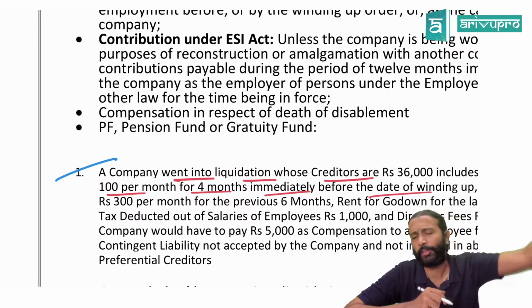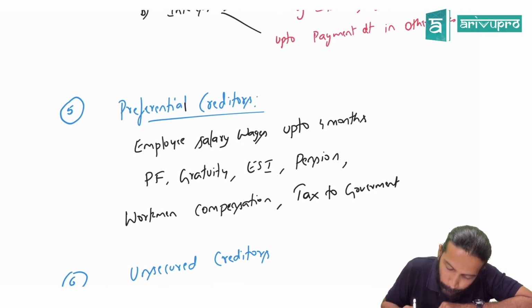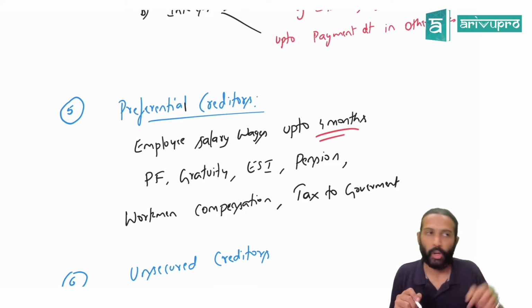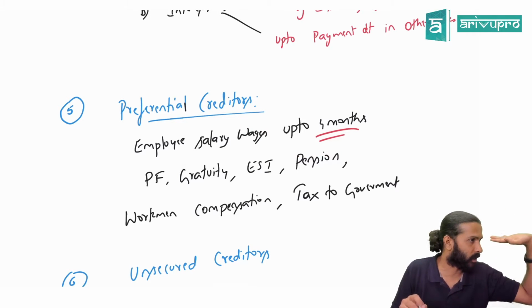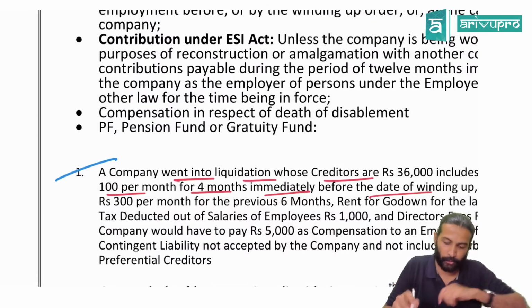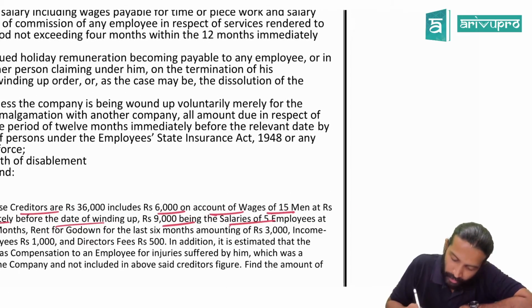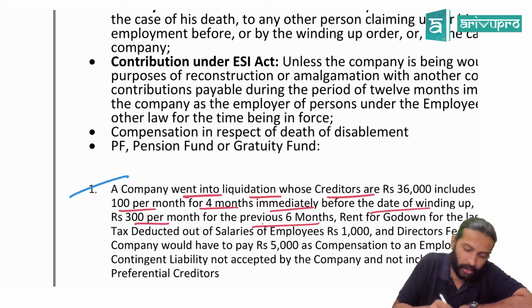You just now wrote a point. Preferential creditors include what? Here only you wrote: wages, employee salary, up to how many months? 4 months. Here, how much is due, sir? How many months is due? 4 months. The entire 4 months will be considered as preferential creditors. Yes or no? All right. Read further. 9,000 being the salary of 5 employees at 300 rupees per month for 6 months. Underline that, 6 months.